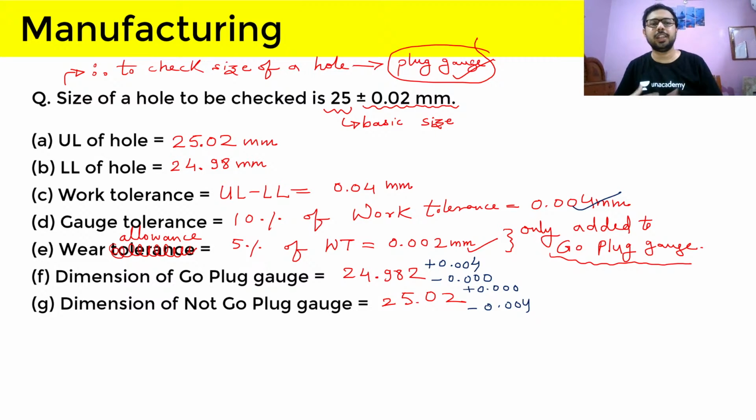We have studied which type of gauge is used to check the size of a hole, how to calculate the tolerance, how to calculate gauge tolerance, in which type of gauge tolerance wear allowance is added, what is wear allowance, in which type of gauge wear allowance is not added, and how we are using the gauge tolerance to find the dimension of a go plug gauge or not go plug gauge.